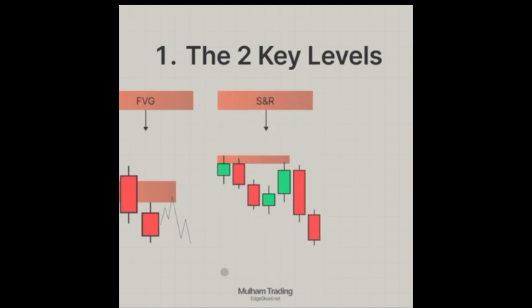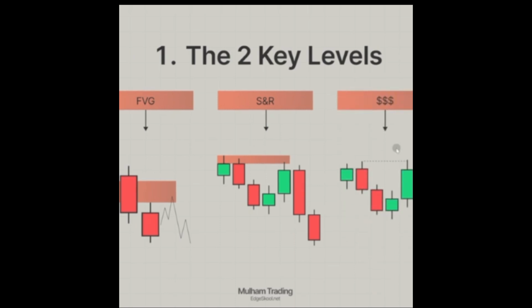Now, if we're looking at an SNR level, for example, support and resistance, in this case a resistance, price could go anywhere inside the resistance level. That's one of the examples. So I don't know exactly where it's going to go. In this case, we're only focusing on what? A single key level. So I'm looking at a fair value gap, I'm looking only at an SNR, and sometimes you could look at an order block here. You could look at anything.